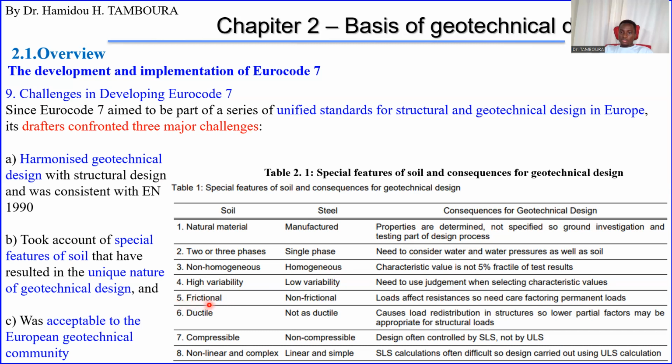High friction, and it is ductile. Compressibility also: soil is very compressive, with non-linear and complex behavior. So all these specific natures and parameters of soil lead to very challenging work for the people who drafted Eurocode 7.